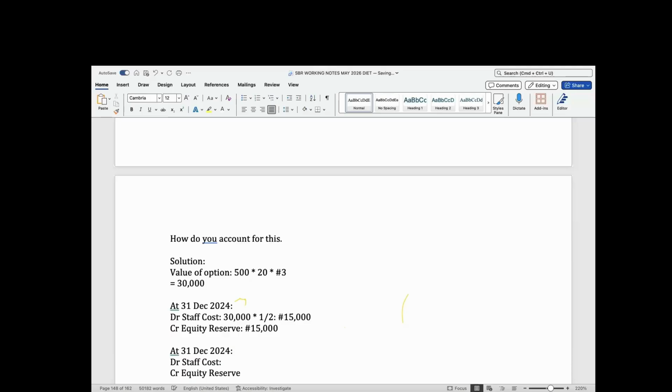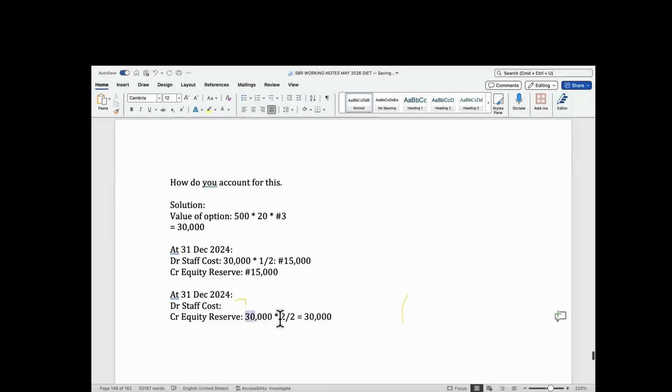Because equity reserve is cumulative, it's a cumulative figure. So we expect the balance on your equity reserve to now be 2/2, which is how much? Times 2/2 is equivalent to 30,000. So we usually do this in a cumulative way. So this 30,000 is still the value of the option, but this is the second year, so 2/2.